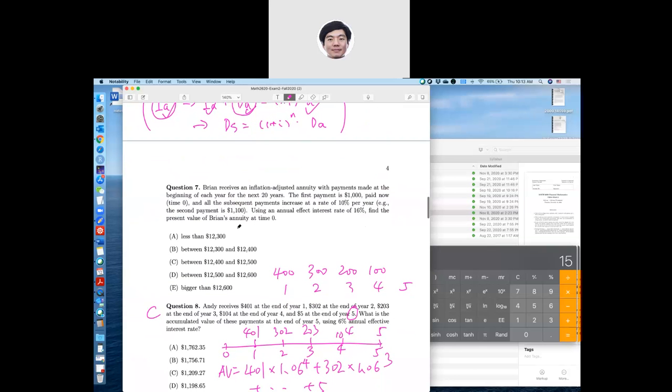Brian receives an inflation adjusted annuity at the beginning of each year. So you know this is a due for 20 years. So N is 20. The first payment is 1,000 paid now. The next one will go up by 10%. So now this is what we call the compound increase.